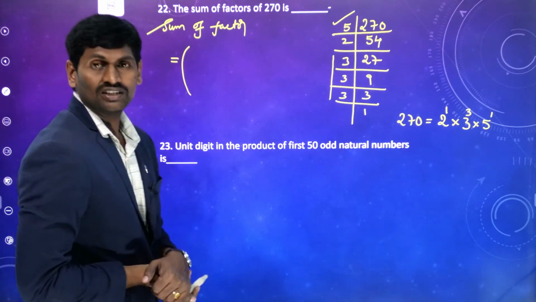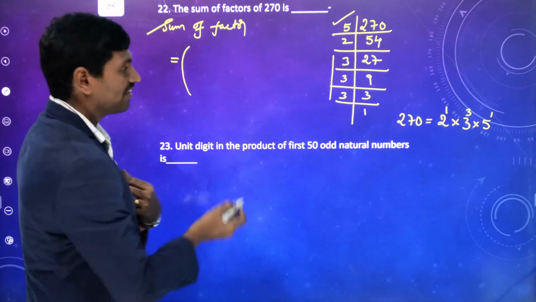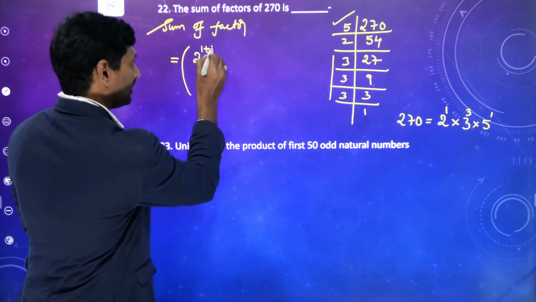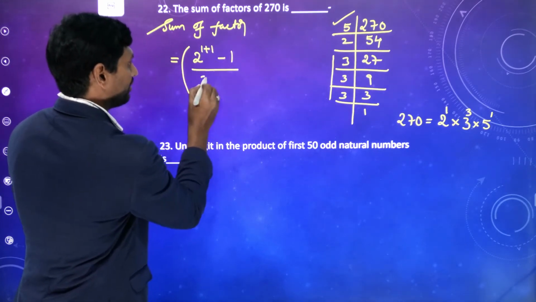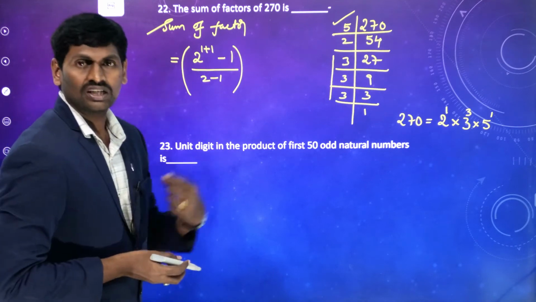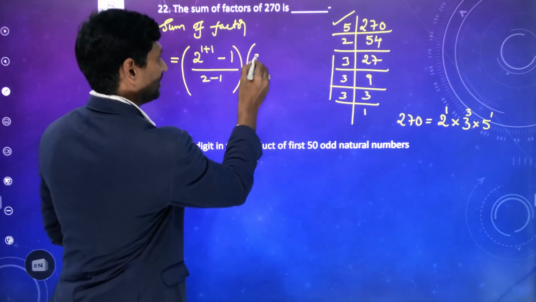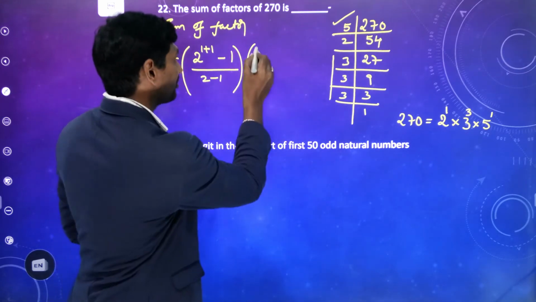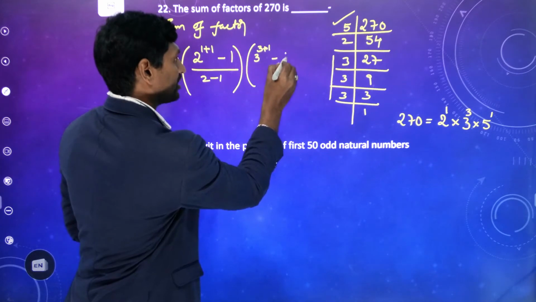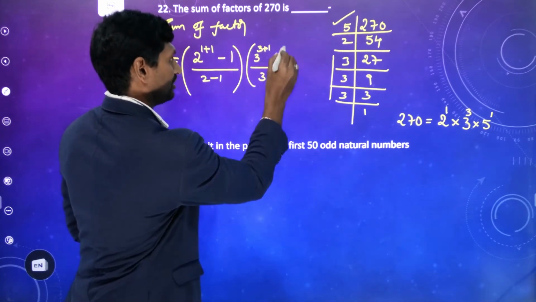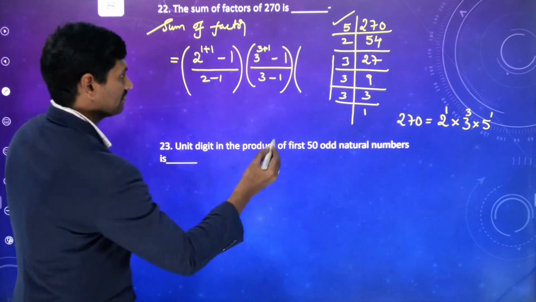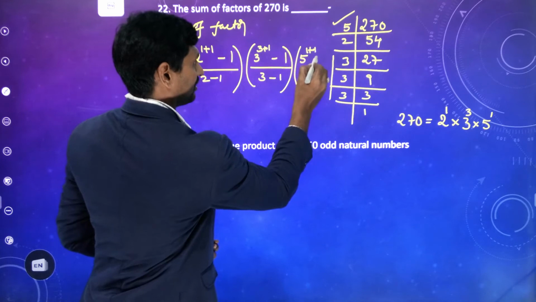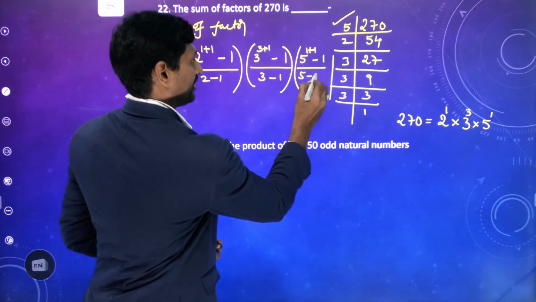What is the formula? 2 power? Very good. Yes, 2 power 1 plus 1 minus 1 divided by 2 minus 1. Second prime number 3. 3 power? Exponent also? 3. Very good. So 3 power 3 plus 1 minus 1 by 3 minus 1. And the third, 5 power 1 also there, 5 power 1 plus 1 minus 1 by 5 minus 1.